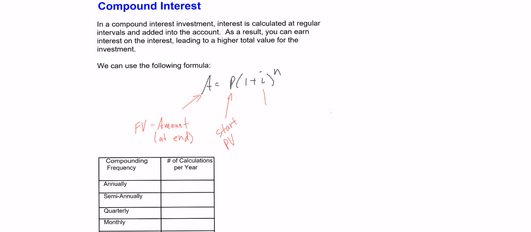And then this portion here, i, is the interest per compounding period. Now, usually we get our interest in years, and then when they tell us what our compounding period is, we take the interest and divide by that compounding period. Now, the n value is the number of compounding periods.